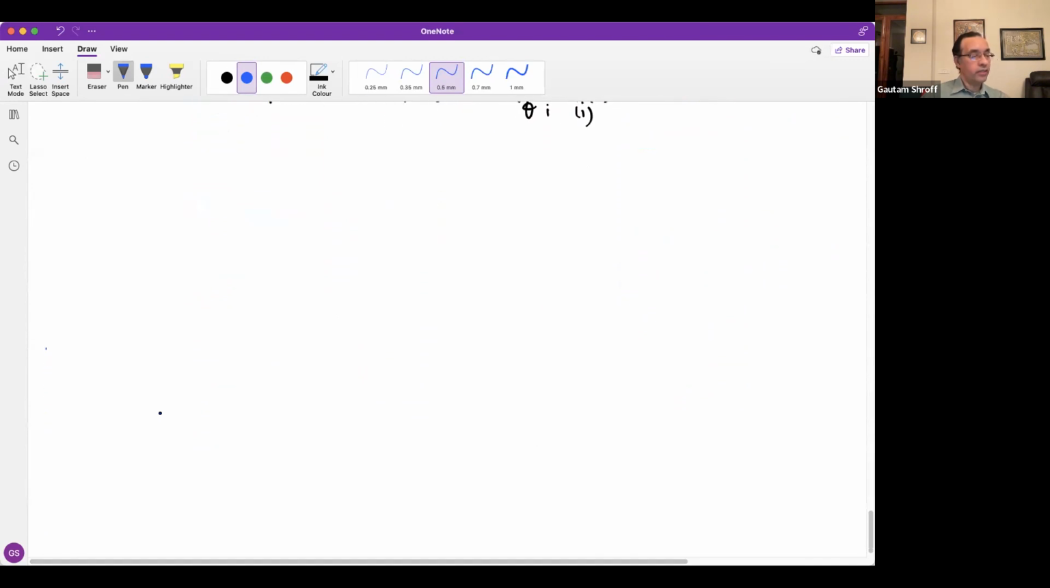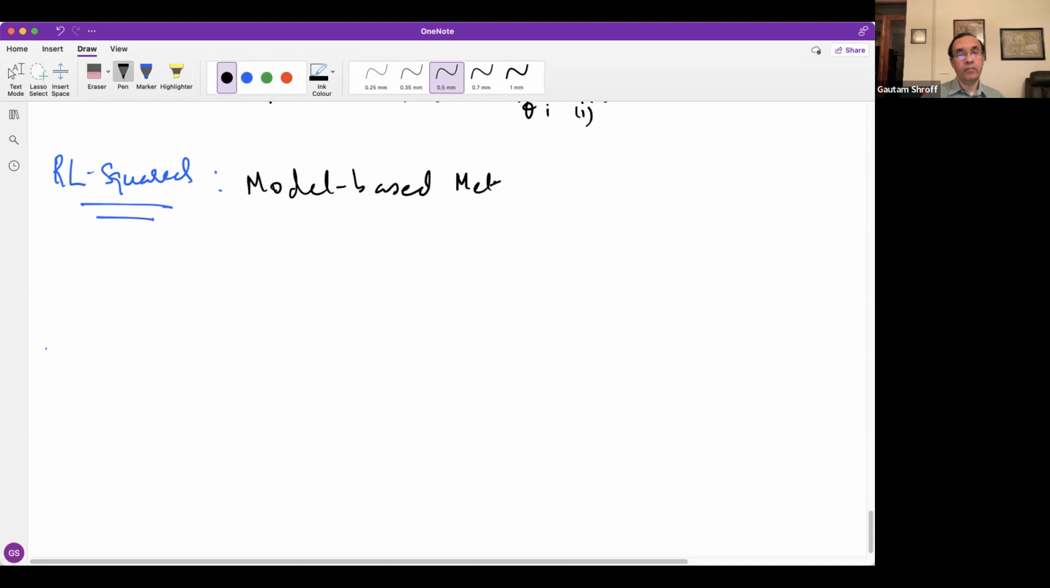So there's another technique, which some of you will implement, called RL squared. It's a model-based meta learning technique. And the idea is actually very simple.